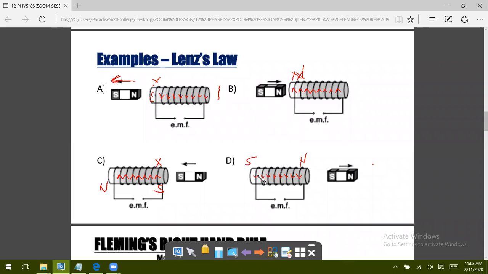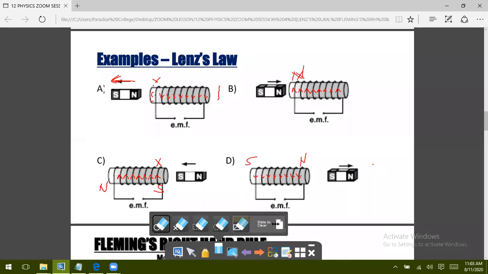Now, do you understand Lenz law now? Yes, Mr. Very good. Okay. Now let's move a little bit further down.